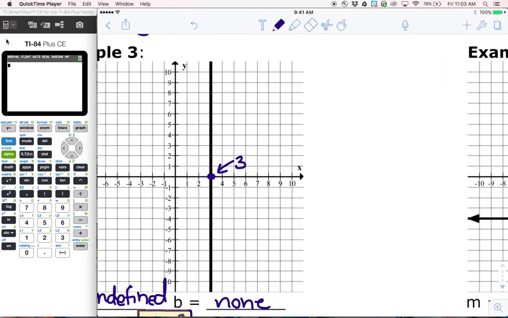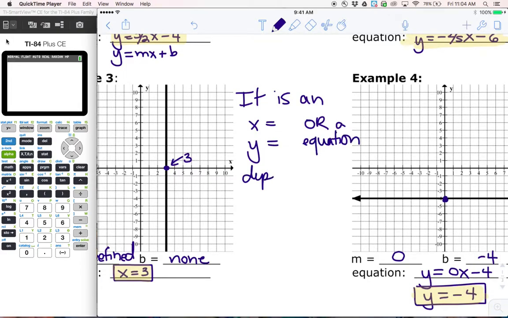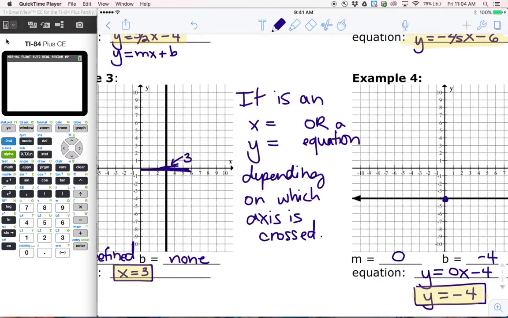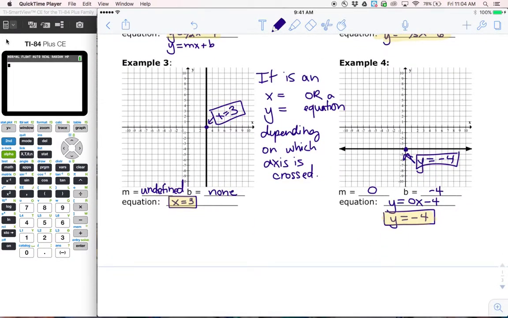So here's your hint. For both of these, we're going to say it is an x equals equation or a y equals equation, depending on which axis is crossed. So if it crosses the x-axis, it's an x equals equation, right? And doesn't that make sense? Isn't this point right here not just 3, but x equals 3? Isn't this point where it crosses here y equals -4? That's actually the equation for the line. Don't overcomplicate things. It's just the equation, x or y, depending on which axis is crossed.